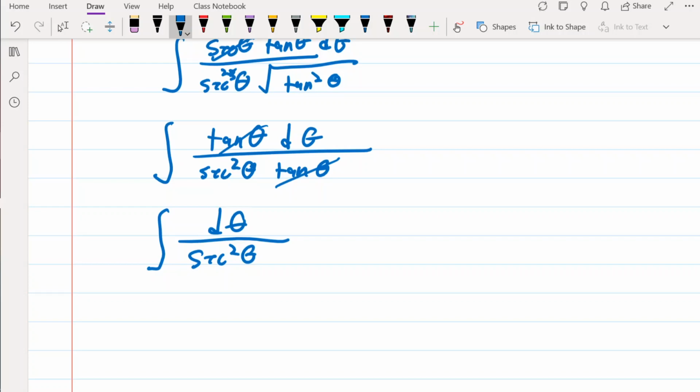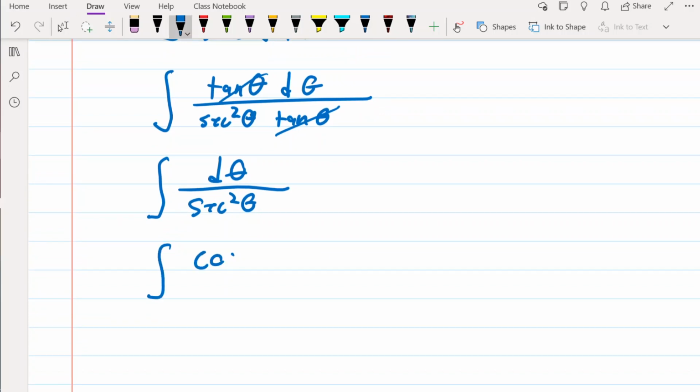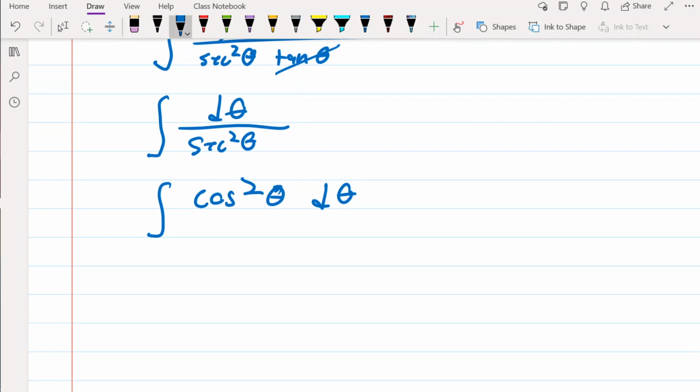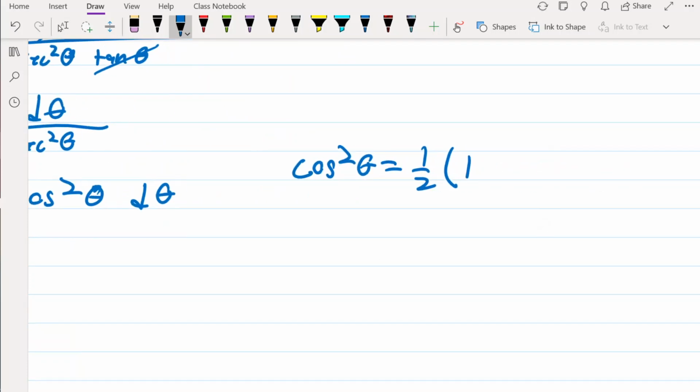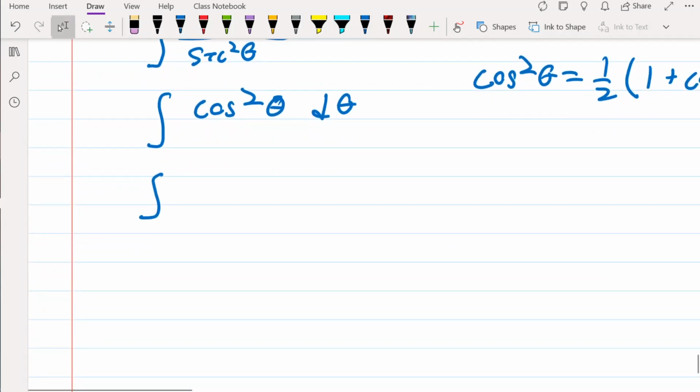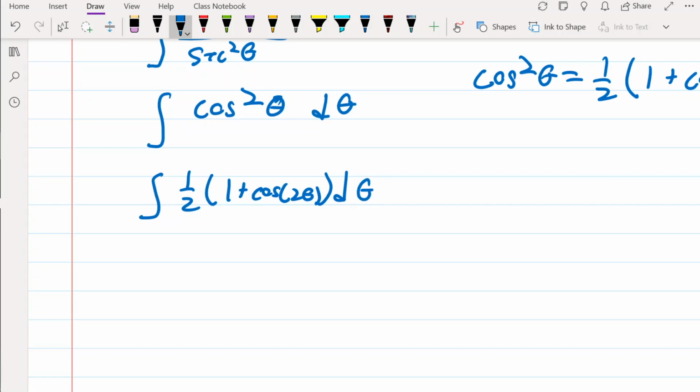Now I'm pretty sure we're going to have to split this apart. Oh wait, no, actually we don't, because this is equal to cosine squared theta d theta, which makes it a little bit easier to work with. And then from here, we're going to break this power down using cosine squared theta equals 1/2 times 1 plus cosine of 2 theta. So we're now going to have the integral of 1/2 times 1 plus cosine of 2 theta d theta, where we can take the 1/2 to the front.